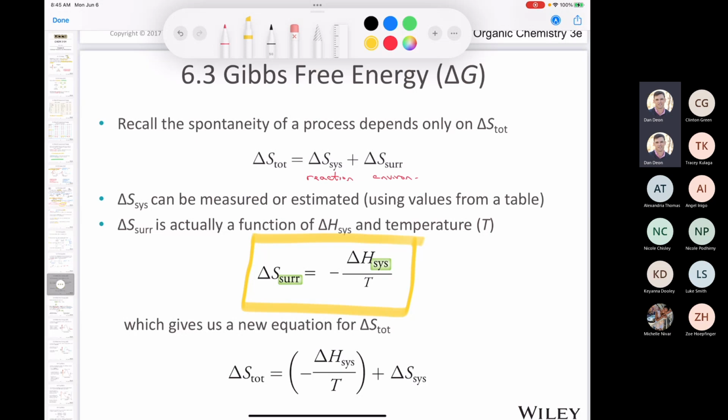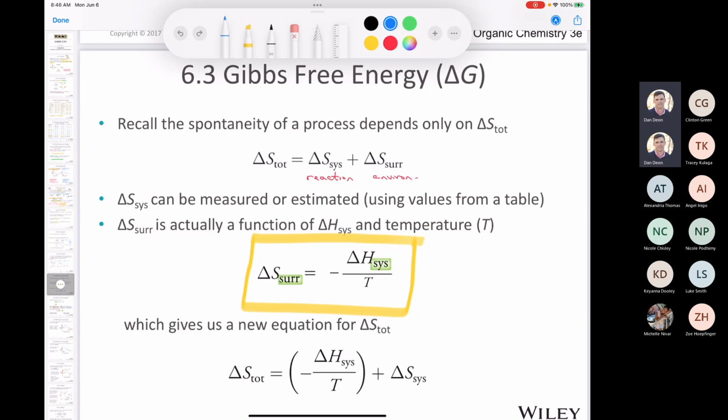But what this does is it enables us to plug this in as our definition for the delta S of the surroundings, and we get this new formula, which is shown here at the bottom, delta S total. So the total change in entropy, which is going to be the ultimate deciding factor as to whether the reaction is spontaneous or not, is equal to negative of the change in enthalpy of the system over temperature plus the change in entropy of the system.